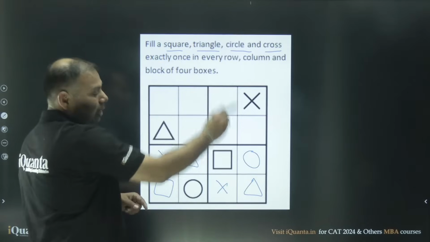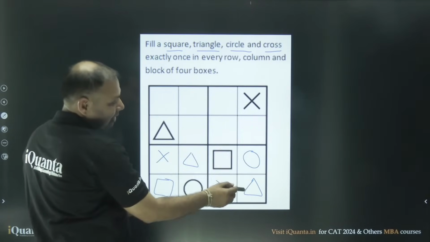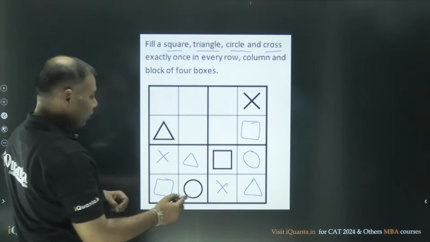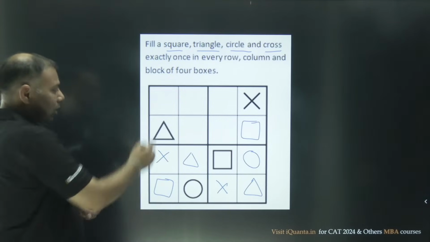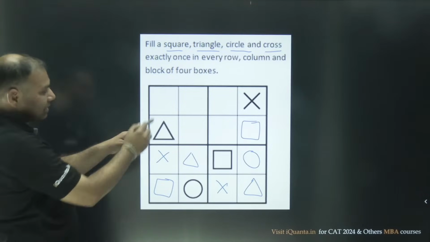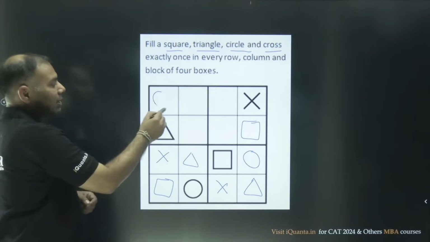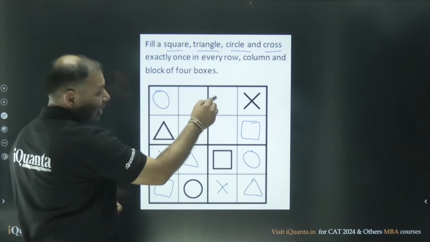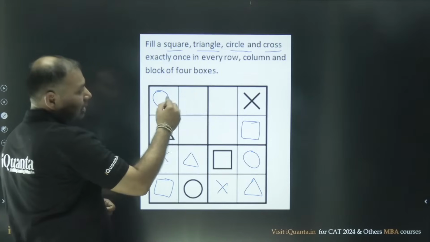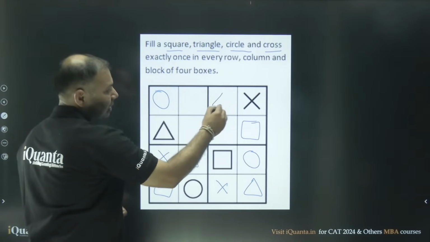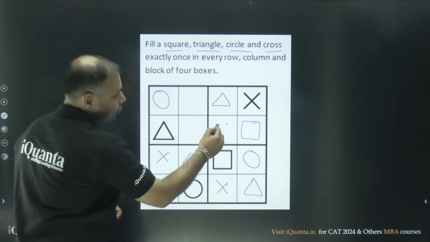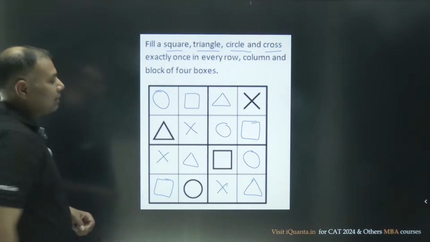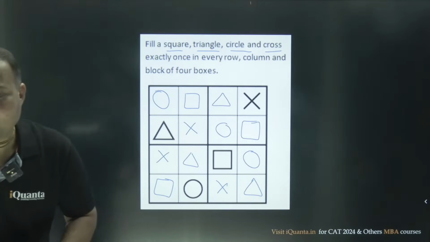In this column now, square is remaining, triangle, circle, cross are already there, so square will come here. And if I move further, in this column now, square, triangle, circle is remaining because cross is already there, this is circle. And let's come to this part, square, triangle is remaining, circle and cross are already there, so this is triangle. And now this one is going to be circle, this is square, and this is cross. As I said earlier, it's not going to take more than 10 seconds.